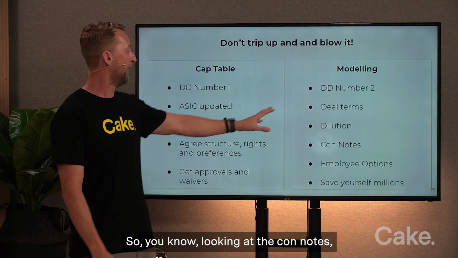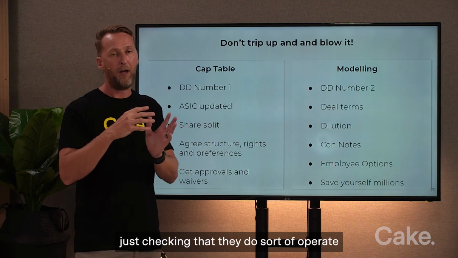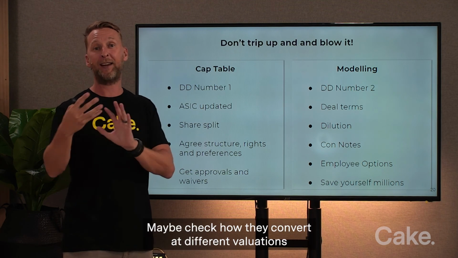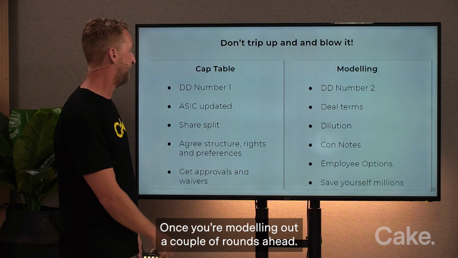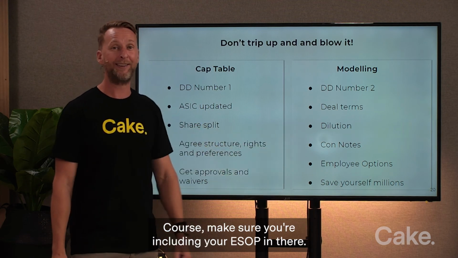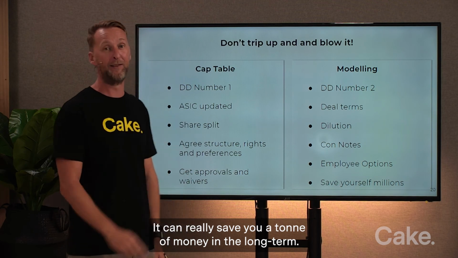So, looking at the convertible notes, just check that they operate how you want them to, and maybe check how they convert at different valuations once you're modeling out a couple of rounds ahead. Of course, make sure you're including your ESOP in there. It can really save you a ton of money in the long term.